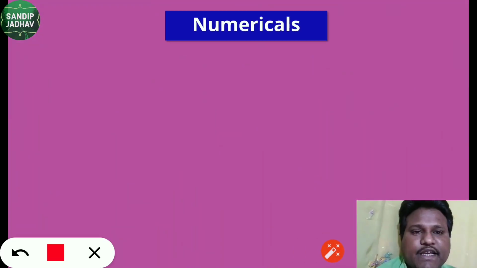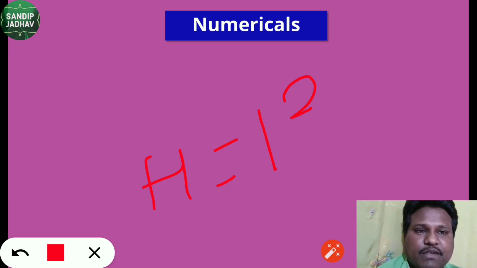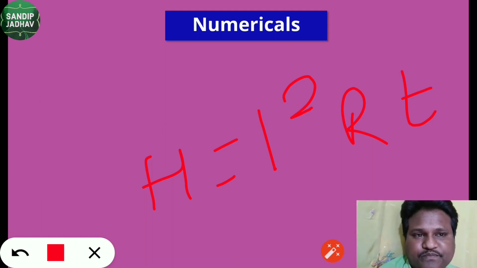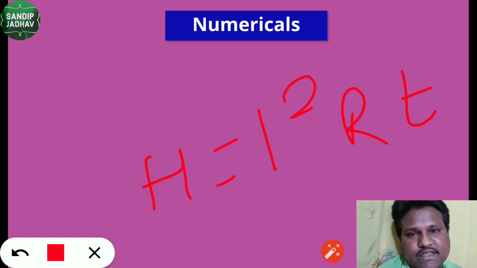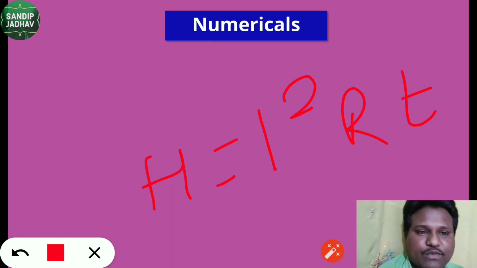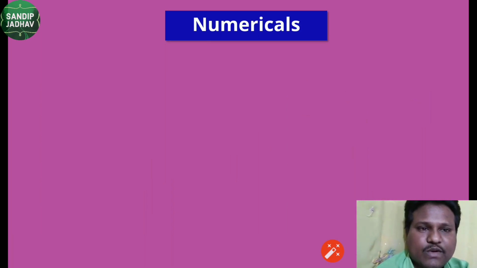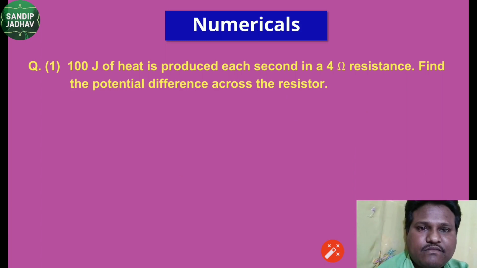We discussed the heating effect, and according to Joule's law, heat energy developed is given by H is equal to I square RT. So we have four quantities: H, that is heat energy, I, that is electric current, R, that is resistance, and time T, for which current is flowing through the circuit. So let's see the first numerical. 100 joule of heat is produced each second in a 4 ohm resistance.